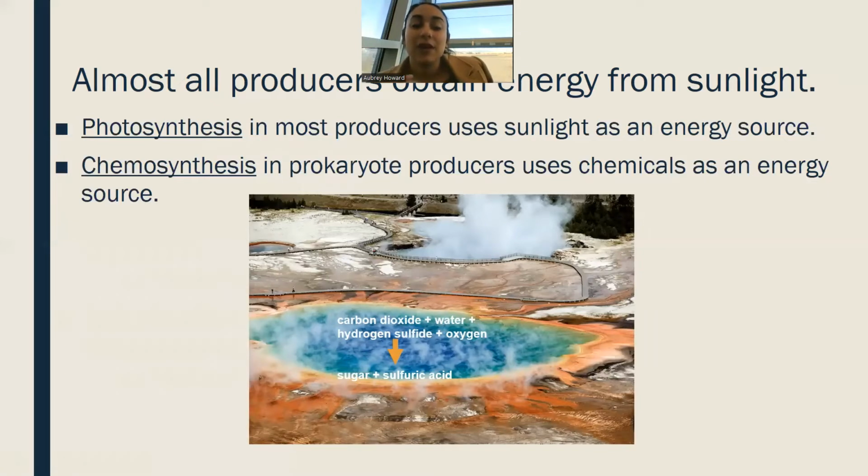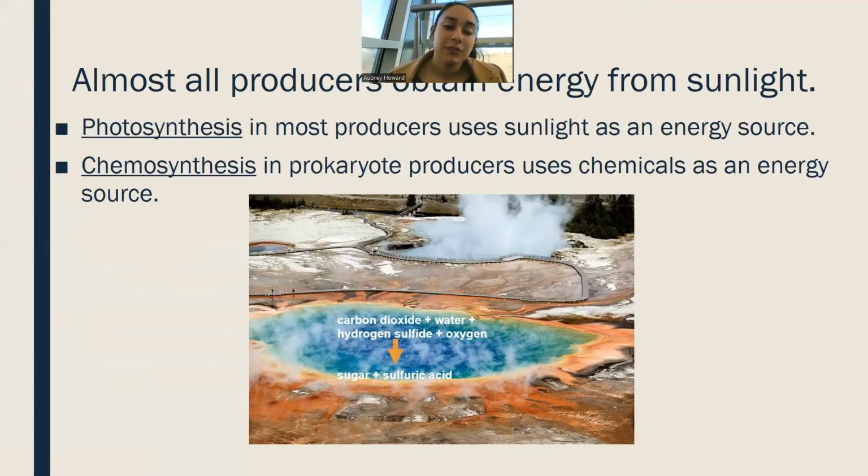And another type of common producer or autotroph are different organisms that can go through chemosynthesis. So chemosynthesis actually uses chemicals in order to synthesize sugars. So down here, you can see an example that has these chemosynthetic bacteria, your prokaryotes that are able to use these chemicals to synthesize sugar for energy.